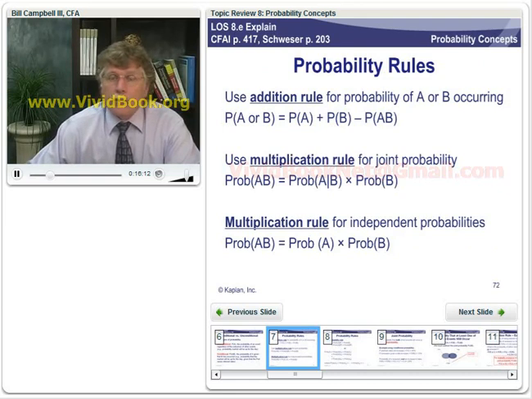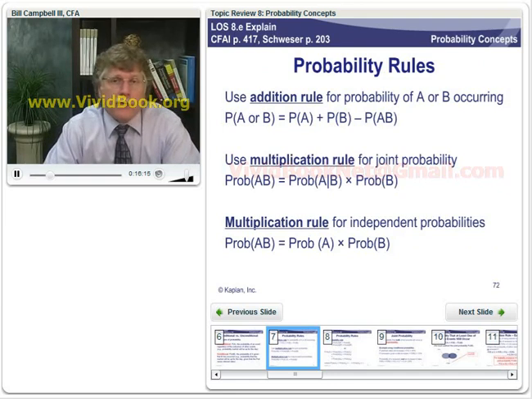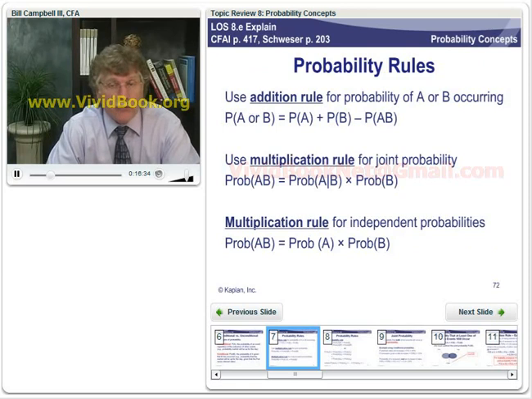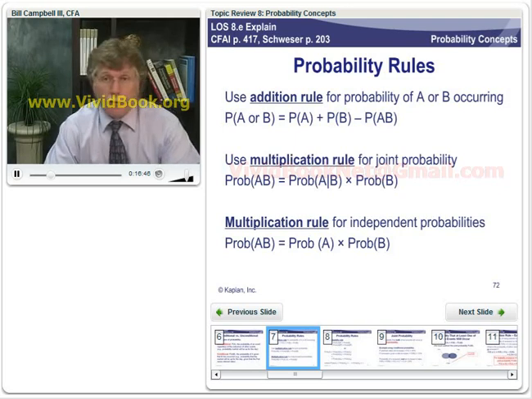Some rules of probability. The first is the addition rule. Now, once again, you have to understand the notation that we have here. The probability of A or B occurring, notice on the left we have the probability of A or B, the way that you read that, that means A occurs, or B occurs, or both. If both of them occur, that's okay too. This is not an exclusive or. It's not A occurs but B doesn't, B occurs but A doesn't. It could be A, or it could be B, or it could be both.